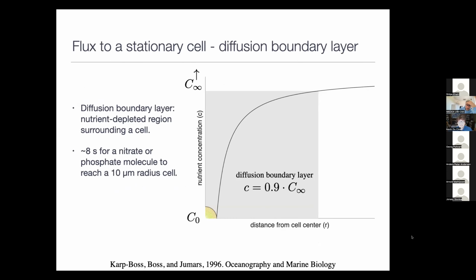And so, as I mentioned, diatoms and other small cells are diffusion limited. So there's what's known as a diffusion boundary layer. This is usually defined as a region where the concentration equals 0.9 times the concentration far from the cell, C infinity. And this means that diatoms are only able to take up nutrients as quickly as they diffuse into the cell. So for a nitrate or phosphate molecule to reach a 10 micron radius cell, that takes about 8 seconds.